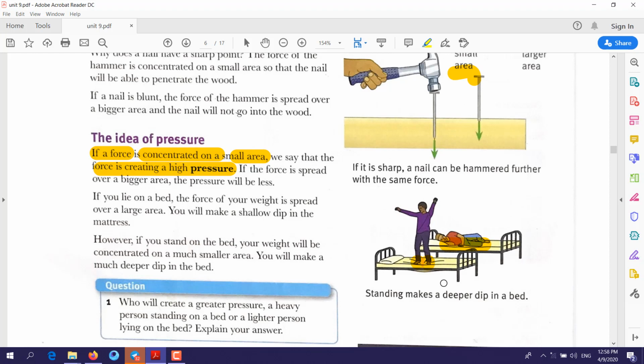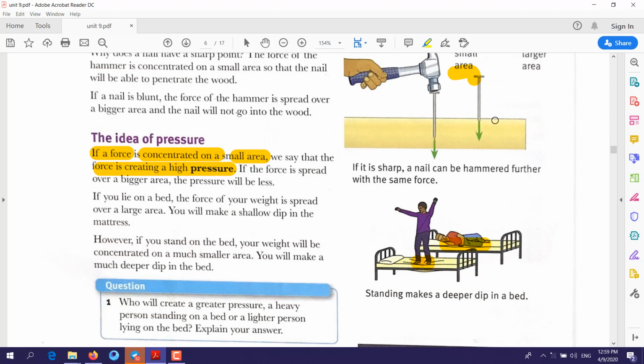So now if you have a question, if two boys, one is lying on the bed and the other one is standing on the bed, which one is exerting more pressure? Okay, let's say they have the same force, but which one will exert more pressure? Of course, the one that is standing. Why? You will say because the force is exerted on a small area, okay, as much as the area is smaller, the pressure will be more.